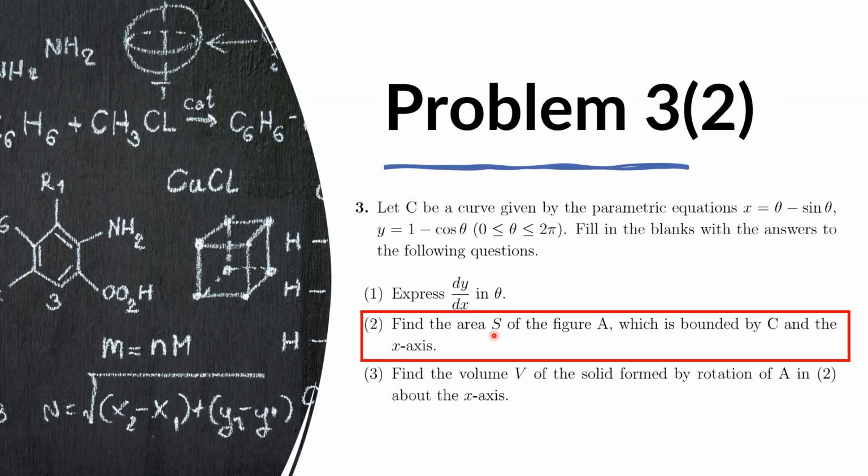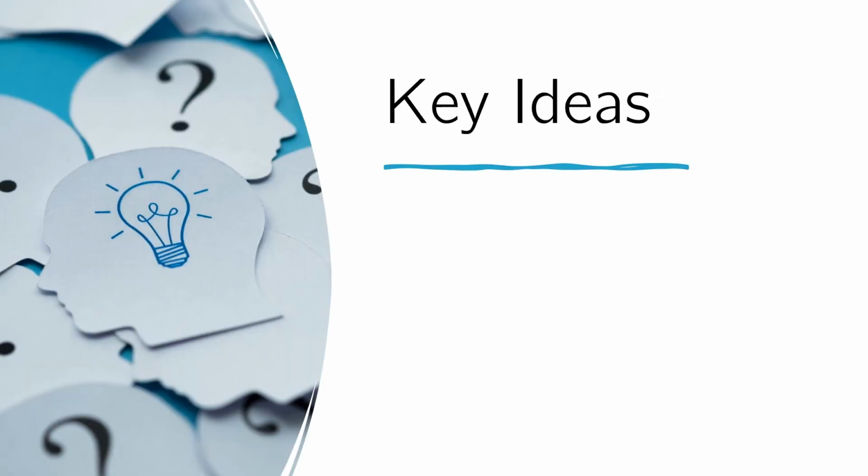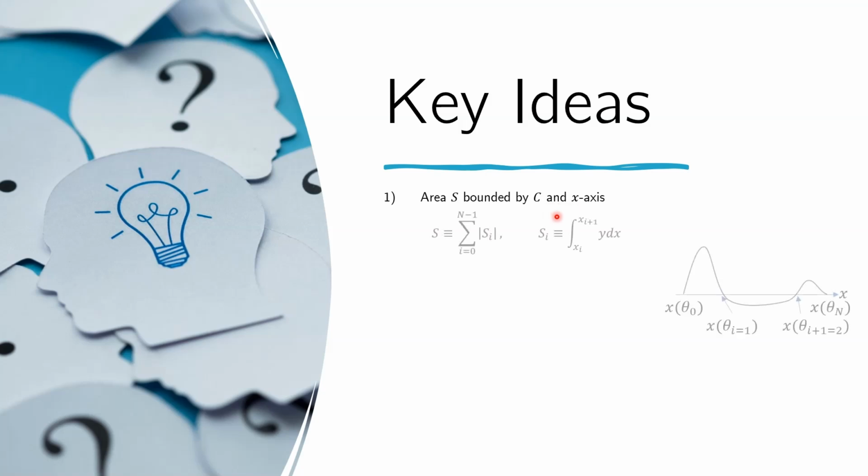And we are asked to find the area S of the figure A, which is bounded by C and the x-axis. So the figure A is defined as the figure bounded by C, which is this curve, and bounded by the x-axis. Let us list down a few items that might help us solve the problem. First is that the area S bounded by C and the x-axis is actually the sum of the areas of the individual parts. So that's what this first part means.